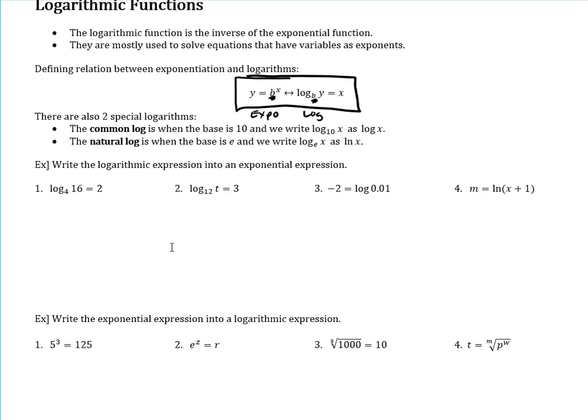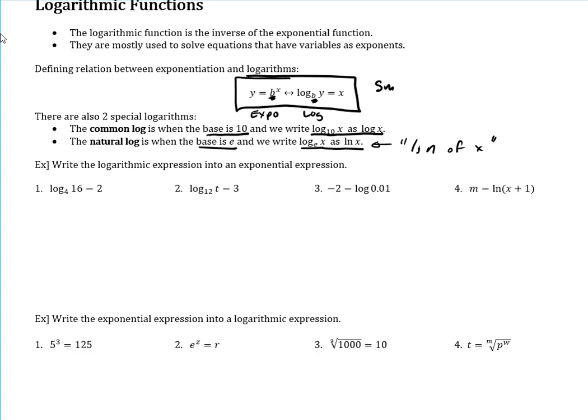There are also two special logarithms. One is called the common log and one is called the natural log. The common log is when we have base 10, and we usually just write it as log x. So log base 10 of x, we usually just change to log x. And then the natural log is when the base is e, and we'll write log base e as just ln of x. So that's usually how we say it, ln of x. All right, anyway, let's show how to rewrite these logarithmic expressions.